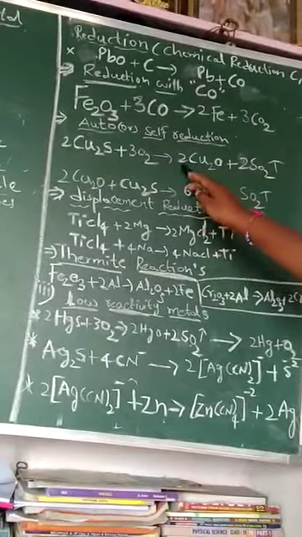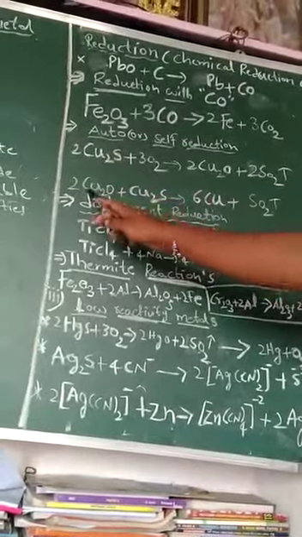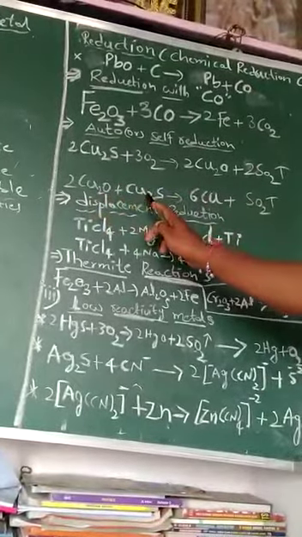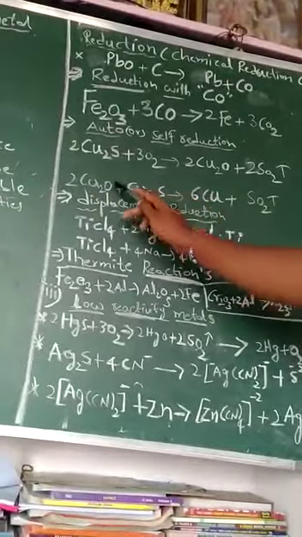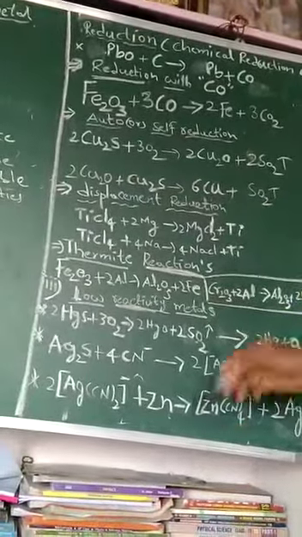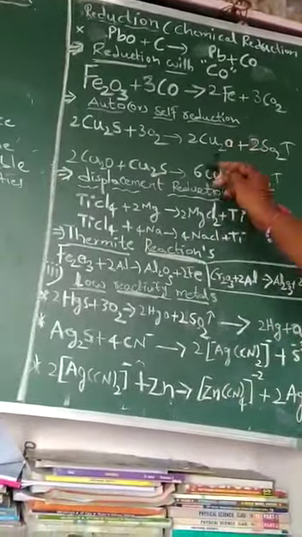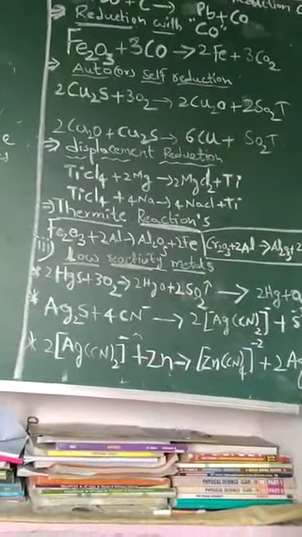Then what happened? This formed Cu2O, and the leftover Cu2S react together: 2Cu2O plus Cu2S forms 6Cu, and this sulfur and this oxygen combine together and come outside as sulfur dioxide. So this is the example for auto reduction, meaning here no reducing agent is used.